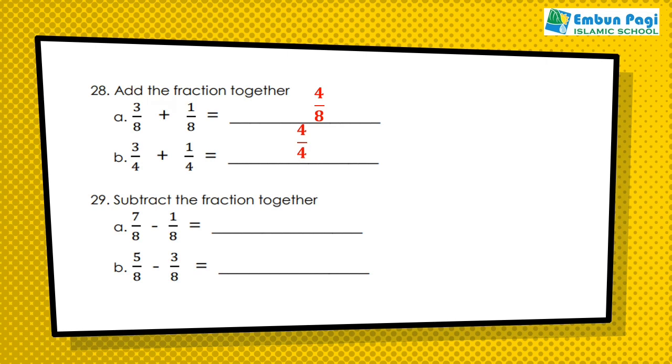Question number 29 is about subtraction in fractions. Just like number 28, the fractions have the same denominator, so you just subtract the numerators. So for point A, we have 7/8 minus 1/8 equals 6/8. Point B, 5/8 minus 3/8 equals 2/8.